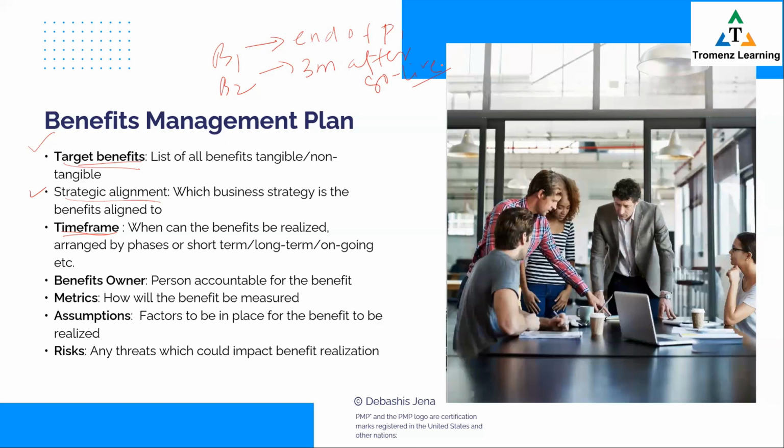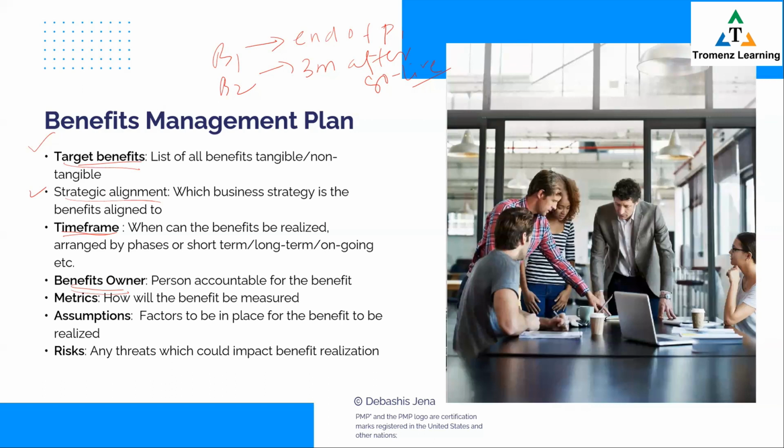The owner is the one who is going to be accountable for that benefit. We would assign the responsibility of that benefit to someone. So whoever is accountable would see to it that this benefit is realized, and would do everything to ensure that it is realized. And if you wonder who this benefit owner can be, I would say this person would mostly come from that operational area which is going to receive that benefit.